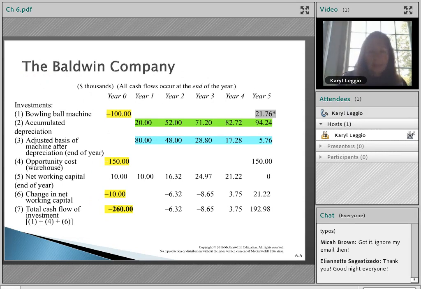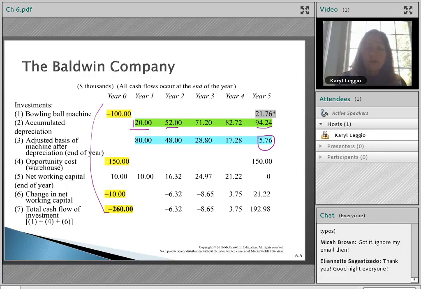So let's figure that out. We already did this $100,000 and the $260. We did the initial outlay. We just talked about this $20,000 and how we got those accumulated depreciation figures. And remember, the $100,000 minus $20,000 is how we got to that $80,000. $100,000 minus $52,000 is how we got to the $48,000. And at the end of the life, after 5 years, we still have $5,760 worth of asset value that hasn't been depreciated.